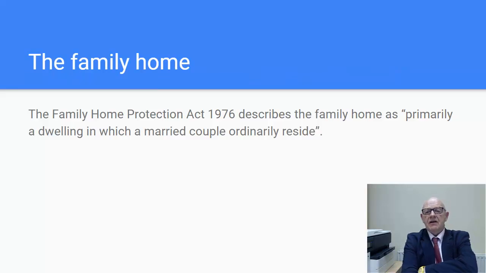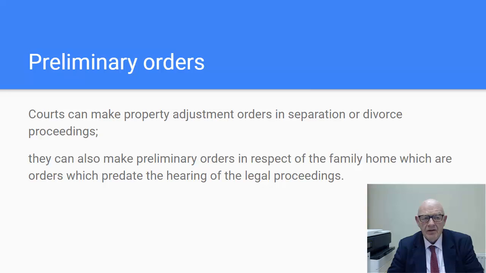The first thing you need to understand is that it relates to the family home. The Family Home Protection Act 1976 says that a family home is primarily a dwelling in which a married couple ordinarily reside. So that is the definition of a family home. Then there are property adjustment orders and there are preliminary orders. A preliminary order is an order that a court can make in a divorce or judicial separation situation in respect of the family home, which predates the hearing of the legal proceedings. So this would predate the actual hearing itself for the divorce or the judicial separation.